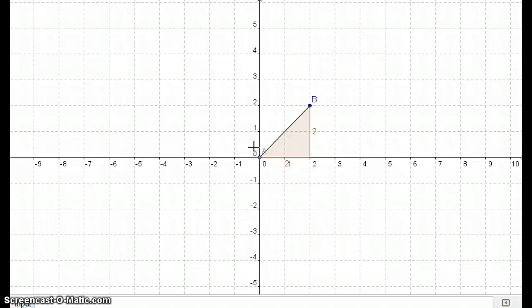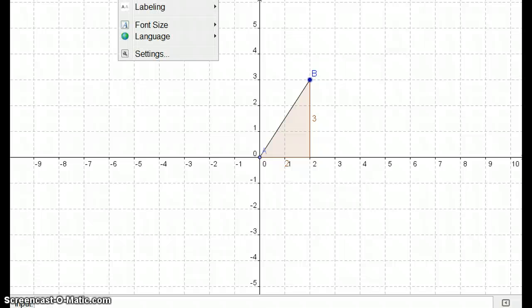Think of the vertical one divided by the horizontal one. So 2 divided by 2 is 1. Watch this. I'm going to change the slope. If I grab this point here and shift it up to there, then I've got 3 over 2. What's 3 over 2 the same as? 1.5. Well done.